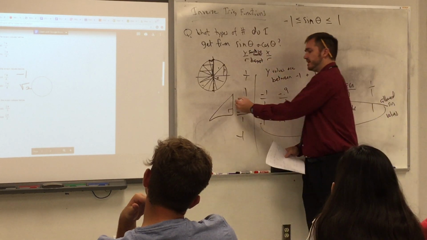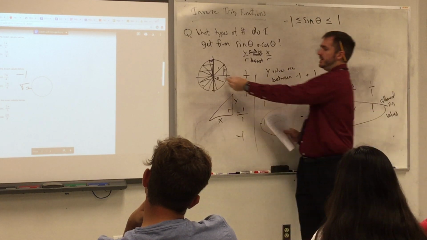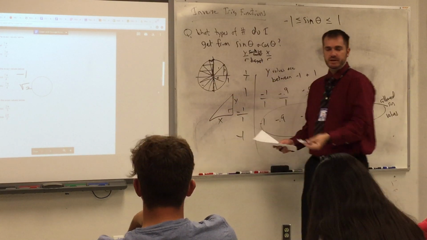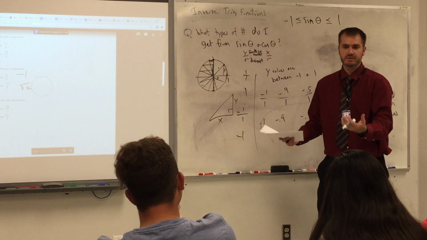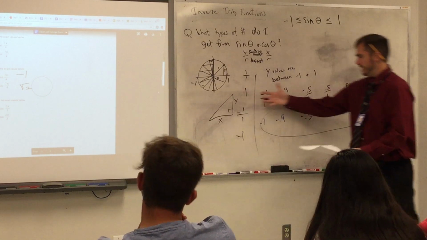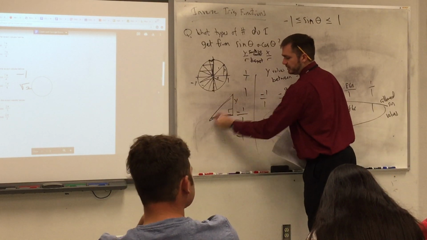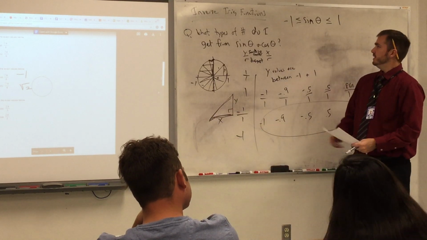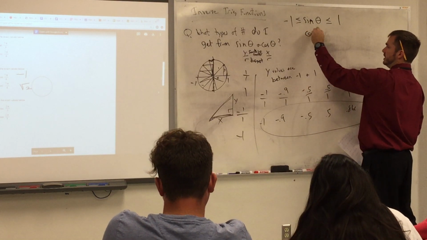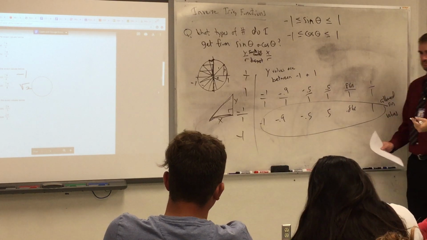Okay? And if that's the case, what about x values? What's the biggest x value that I can have on the unit circle? 1. Yeah. What's the smallest value, or the most negative value, that I can have? -1. And for that same reasoning, cosine, the x value is always going to be less than the r value. All right? So my cosine has the same sort of situation. Cosine is always going to be between +1 and -1.